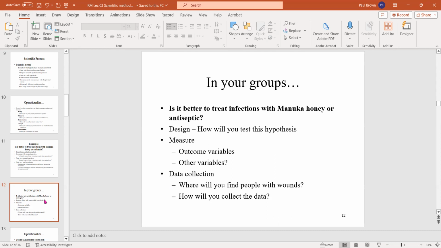Because you're probably going to randomize who's going to get the Manuka honey and who's going to get the standard care, right? Anyone have a different design? Okay, go with that one. So use a randomized controlled trial, but then in terms of how you're going to recruit people or find people, you're going to find people by just going around campus and just ask around, like, are you injured? Okay, so you're going to look for people who are around. That's one way of doing it.